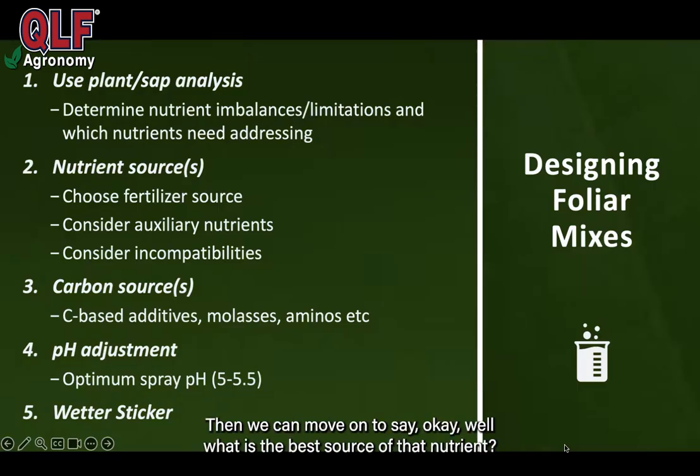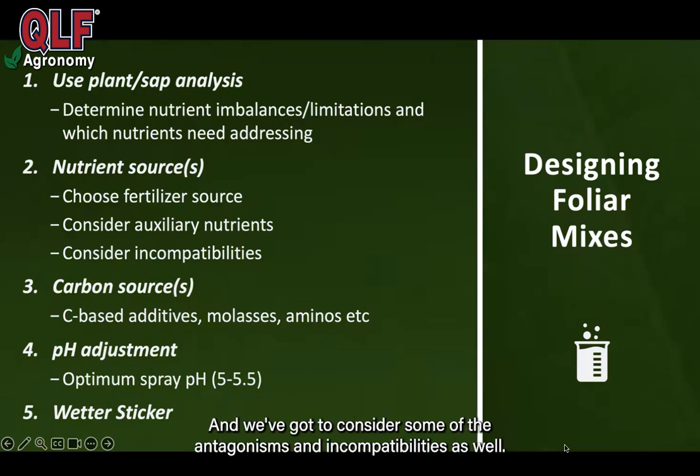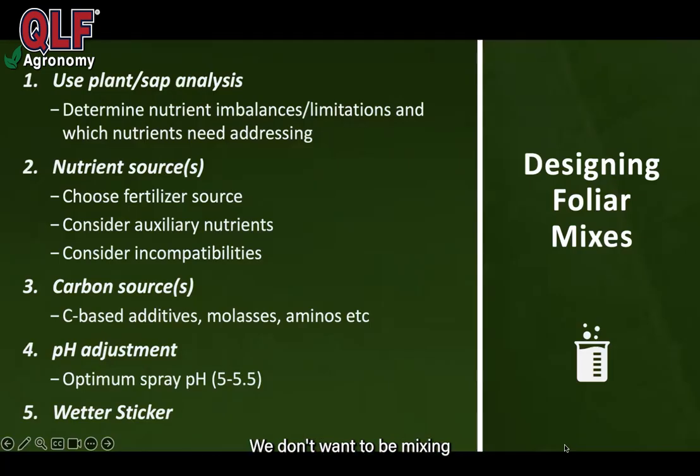Then we can move on to say, okay, what is the best source of that nutrient? Different fertilizer sources, different nutrient sources. Are there any complementary nutrients that need to come with that nutrient? And we've got to consider some of the antagonisms and incompatibilities as well. We don't want to be mixing soluble calcium and soluble sulfate, for example, in the spray tank. They could precipitate out to form gypsum. So we've got to be careful of some of the mixing aspects as well.